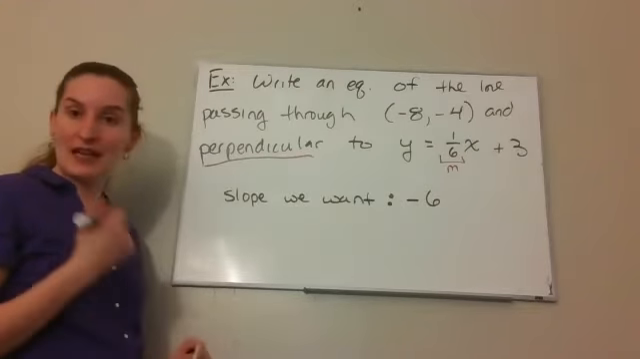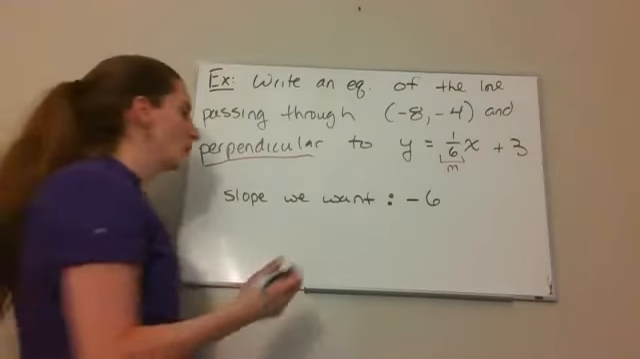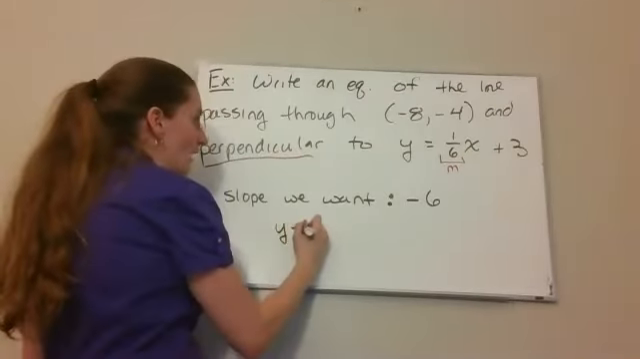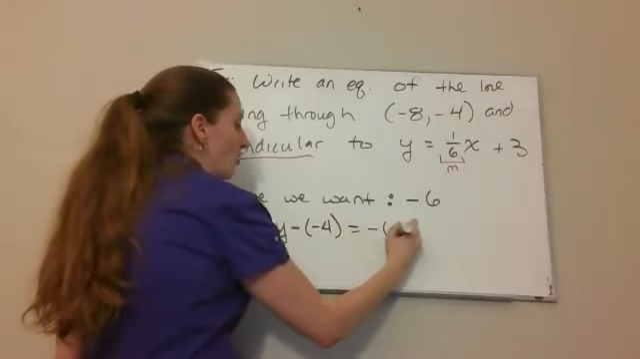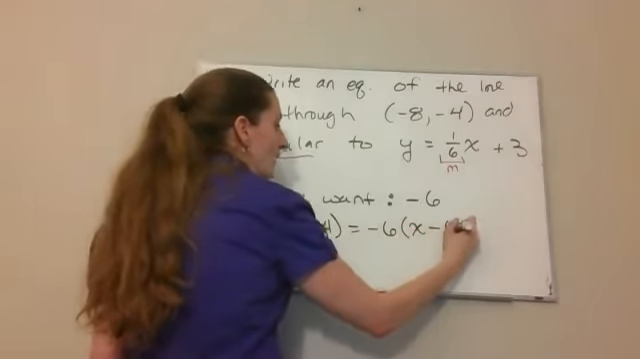Now I have a point and a slope, so we can use our point-slope form. y minus my y1 equals my slope times x minus my x1.